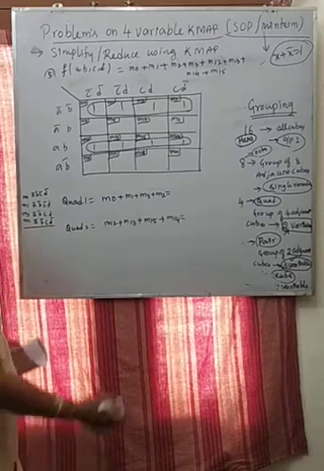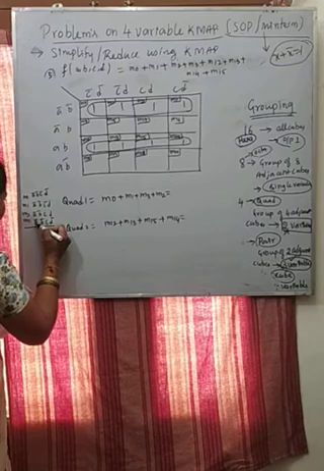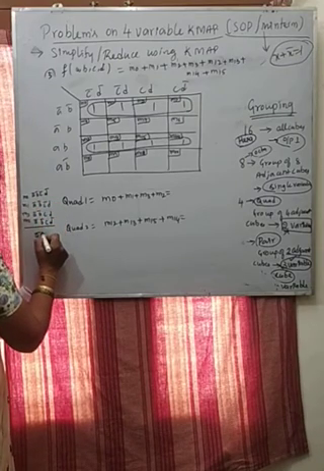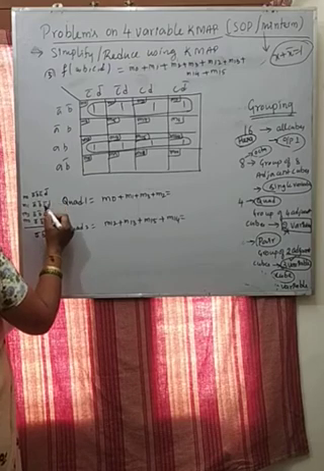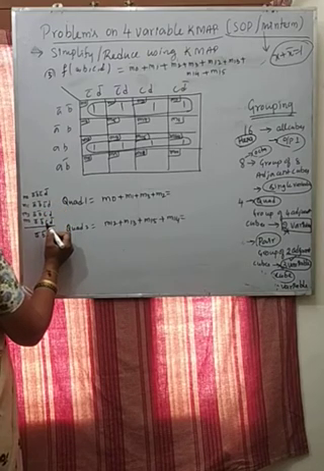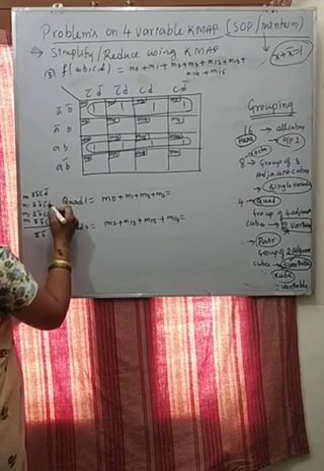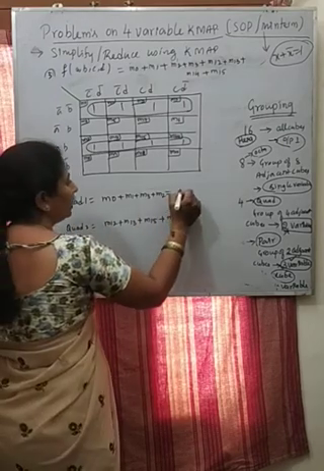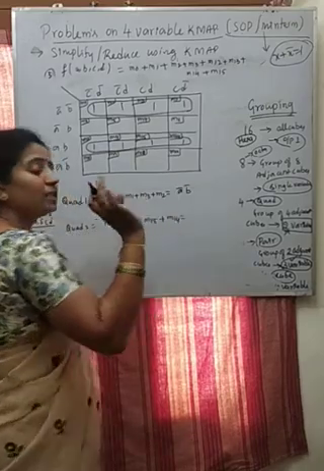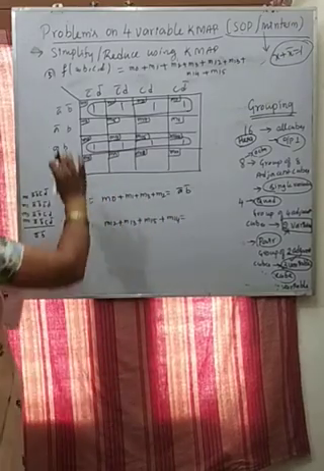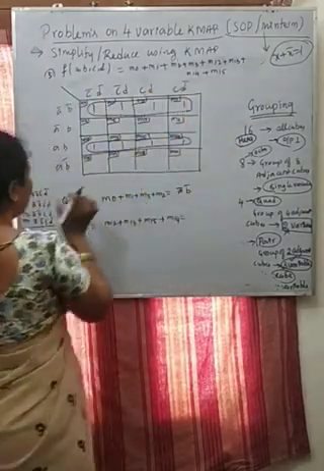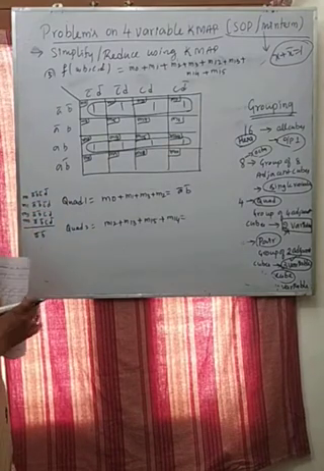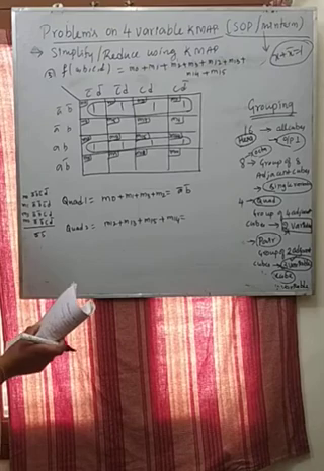Please notice over here: A complement, A complement, A complement is common. B complement, B complement, B complement is common. C complement, but C is there, so it gets cancelled. D complement, D with a D complement gets cancelled. We got only A complement, B complement. This is one way. Those who are not able to know here, just write down the terms and copy down the common variable.